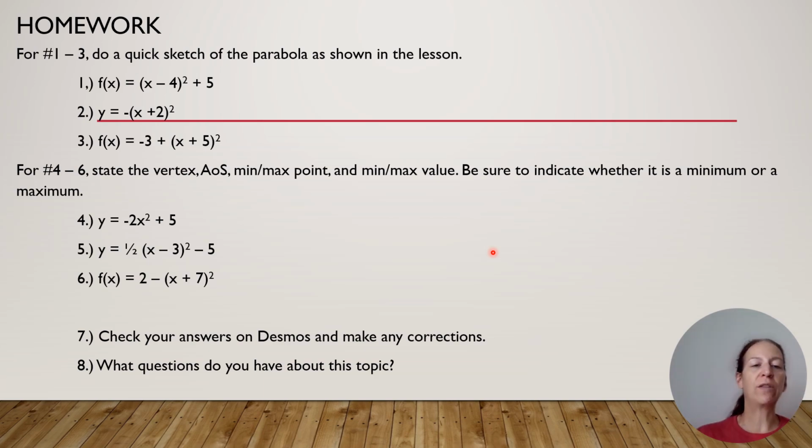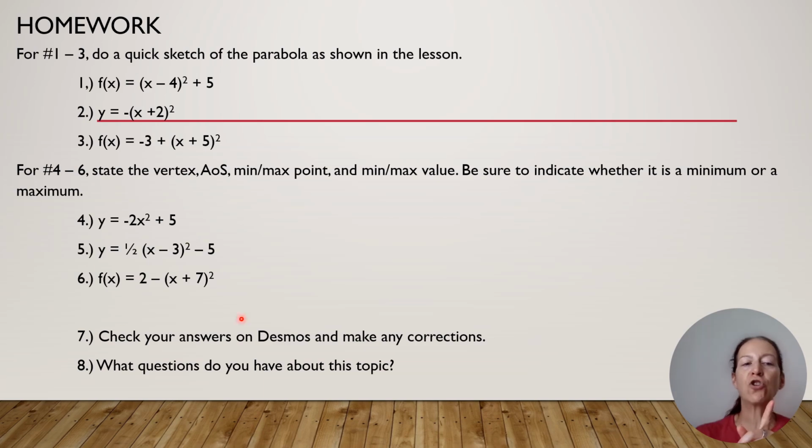So if you are doing the quick sketches of the parabola, what I want you to do is go on to Desmos and graph them and make sure that the Desmos graph and your graph actually match up. If they don't, okay, you want to make your corrections. If you think yours is correct and you think Desmos is giving you the wrong graph, then absolutely you're going to put that into number 8. What questions do you have about this topic?